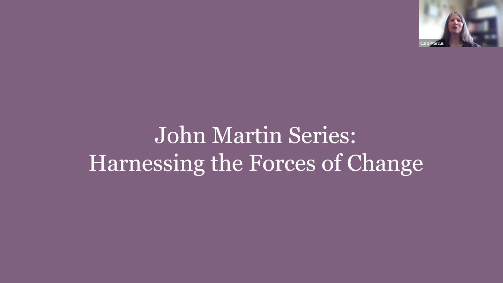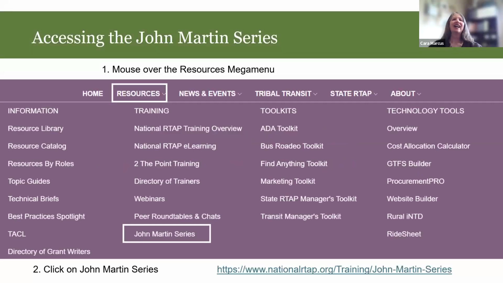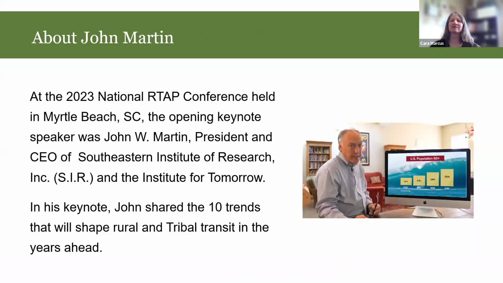So that was resources by roles. And now we're going into the future. John Martin series, Harnessing the Forces of Change. So back to this similar looking how to get it screen, mouse again over resources on nationalrtap.org, only this time you're looking at the second column. The John Martin series is the last button in the training column. Alternatively, you can bookmark the URL at the bottom.